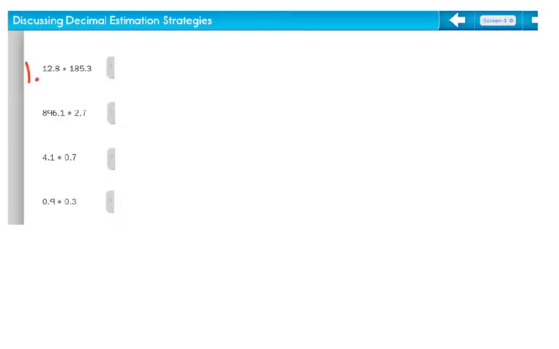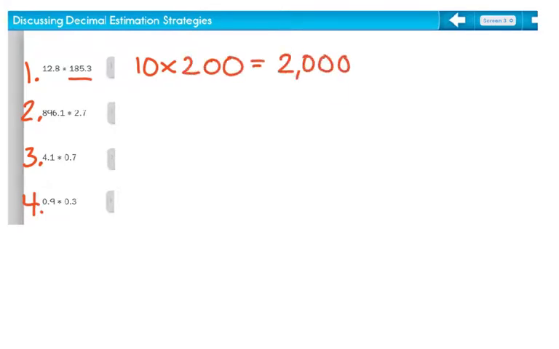So number 1, 2, 3, and 4 on your whiteboard. If we take, do not solve, 12 and 8/10 times 185 and 3/10, will that answer be more or less than what we started with? Well, here's another way. Just think of 12 and 8/10 is close to 10. 185 is closest to 200. Our answer would be close to 2,000.